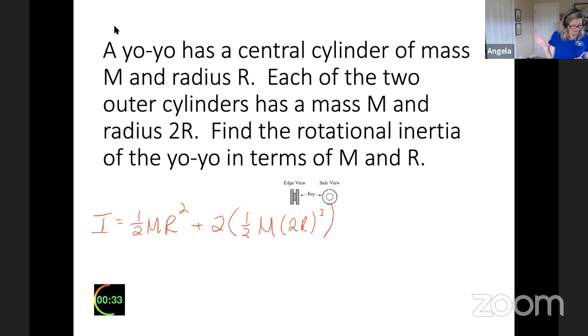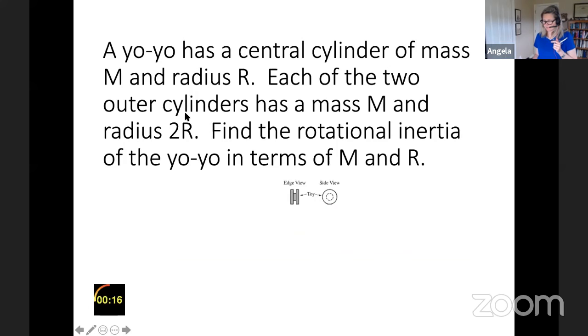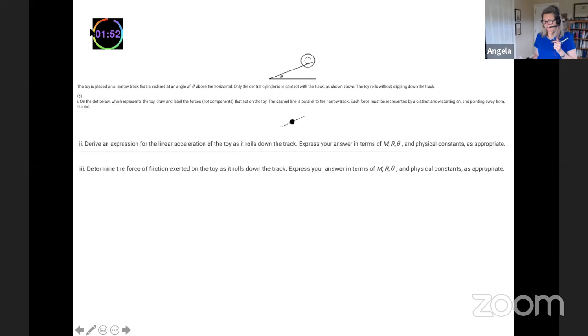Okay, now we got to do some math. 4 times a half is 2, times 2 is 4. What is that, 5 halves? No, 9 halves, mr squared. It's hard to do math in your head. It's a little dangerous. I hope you guys got 9 halves. Same problem. Continue.